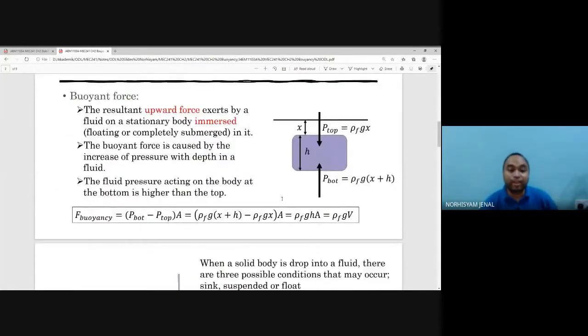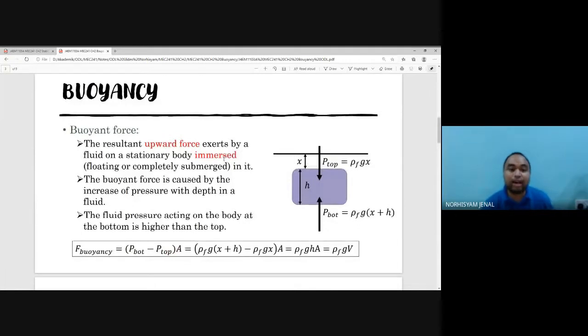Okay, so the meaning of buoyant force is an upward force, a resultant upward force, exerted by a fluid on a stationary body immersed in it. So whatever was said by Jennifer, the wording is here. It means it is the same.